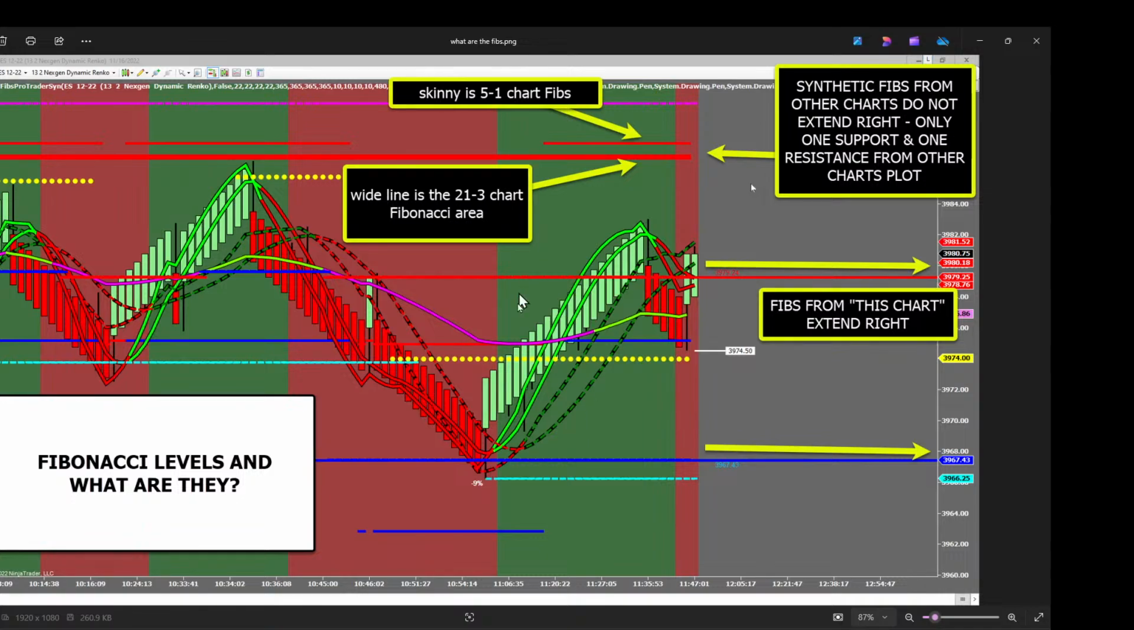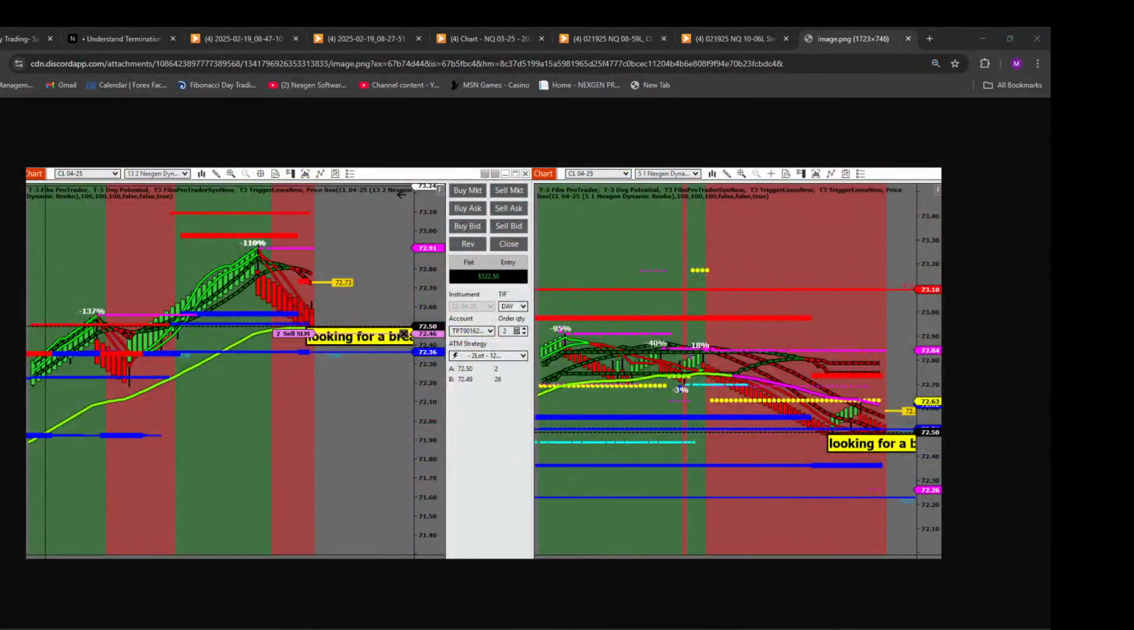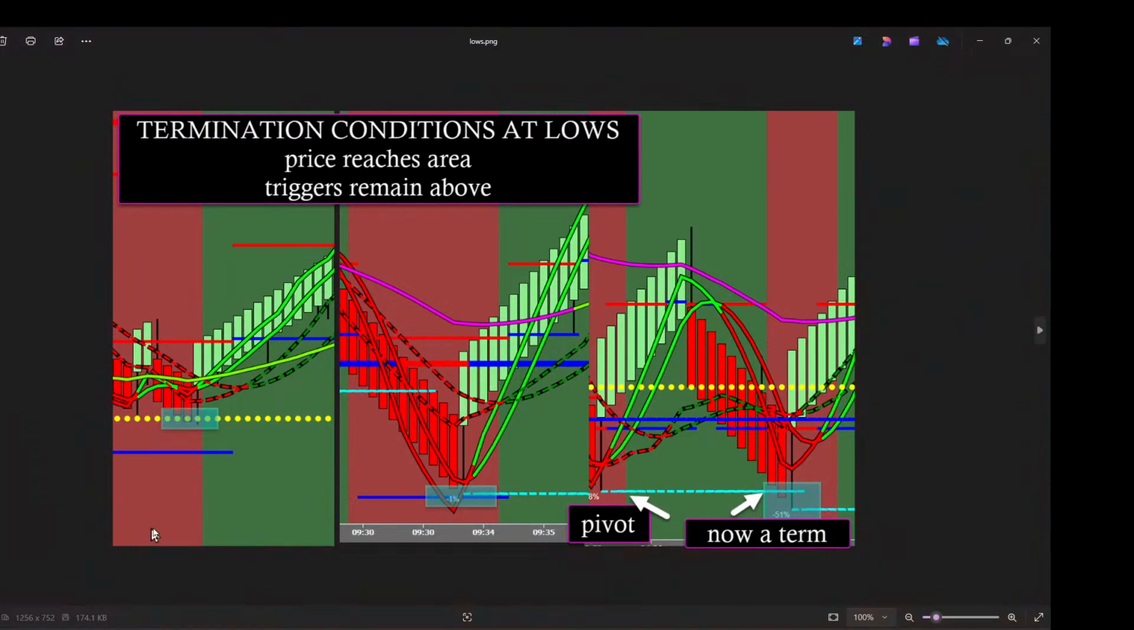So it's not the size of the fib that is any concern at all to me. What is the concern to me is that simple recipe for defining a termination condition. Hold on. And it's the same no matter what. In order for it to be a termination condition, price must reach the area. If price never reaches the area, Black Prince, it might be a target, but honestly, it's just a blue line floating in the middle of nowhere. Does that make sense?